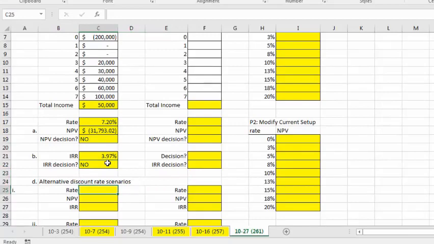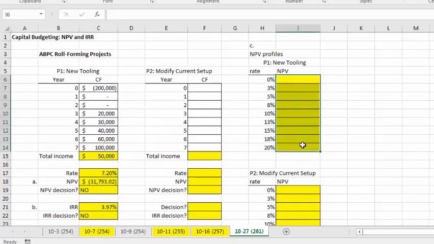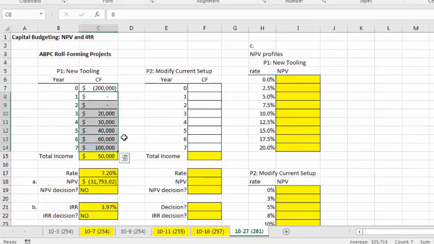Now you can do the same thing for part A and B, calculate NPV and IRR. And then it says draw the NPV profiles of both projects. Now remember, the NPV profile is a graph of the NPVs at various discount rates. Well, in order to do that, we have to go ahead and calculate the NPV at these discount rates. So to make this easy, I've just picked out some rates here, 0 through 20% at 2.5%, 250 basis point intervals. So the way I'm going to do this is name my range for my inflows. And let's call this P1 CF for cash flow, P1 CF.